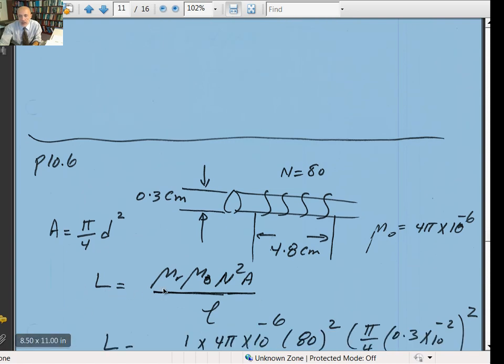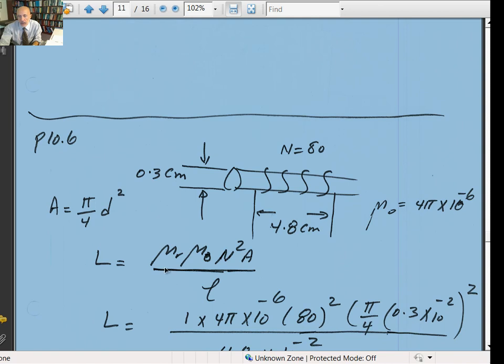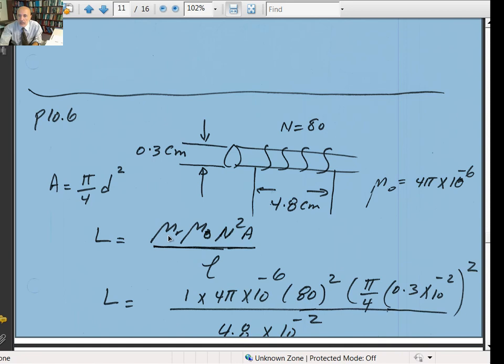Now the inductance is equal to mu sub r mu sub 0 times N squared times A divided by L. Now if it's air, it doesn't tell you the mu sub r. So if mu sub r is not given, they're assuming this is not solid, it's hollow. Then mu sub r is equal to 1, mu sub 0 is equal to 4 pi times 10 to the minus 7. The number of turns is 80. Now, A is a cross-sectional area. It has to be in meters squared.